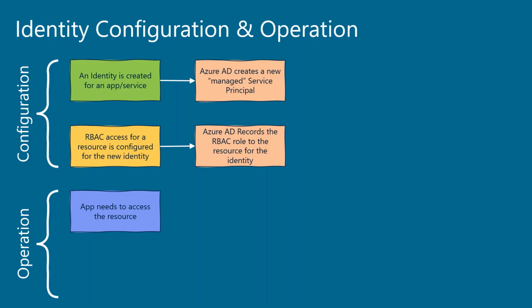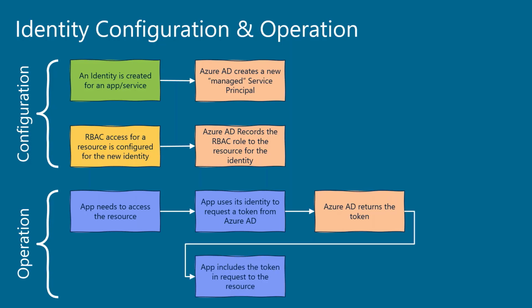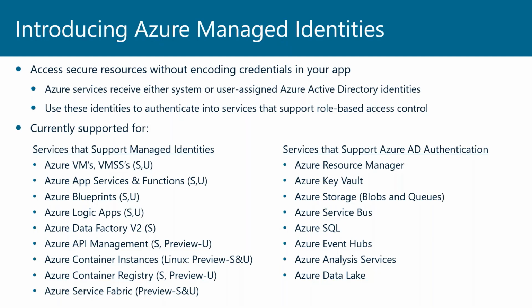And then during operations, when we're actually running our code, an app would need access to a particular resource that's been secured with this role-based access control. The app would actually get its identity from Azure and request a token from Azure Active Directory for that identity. Azure Active Directory returns a token. The app would include that token in a request to the resource. The resource checks that token out, makes sure that it's a legitimate token and that it meets the required role-based access control permissions, and it would then return the results. That is the basis behind Azure Managed Identities.